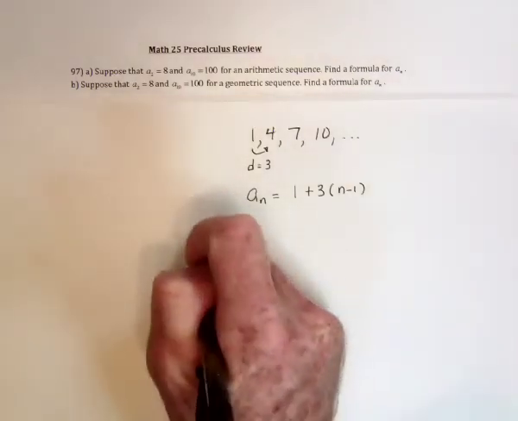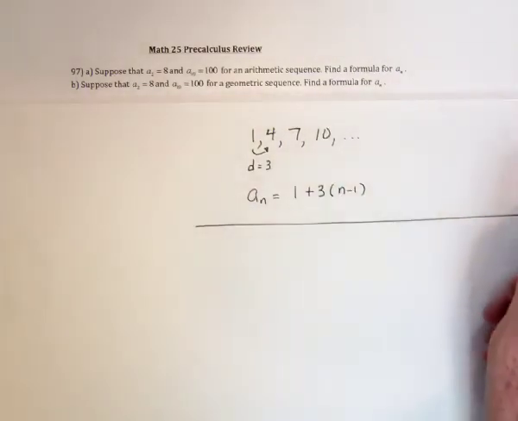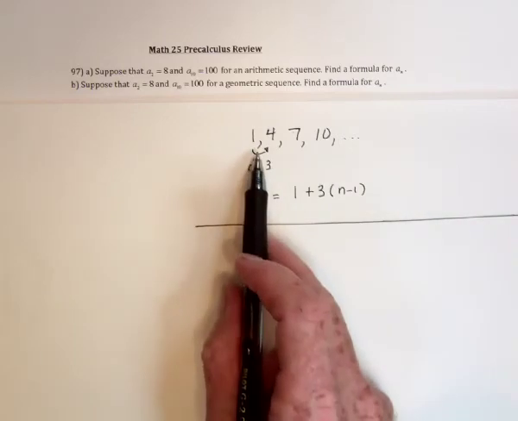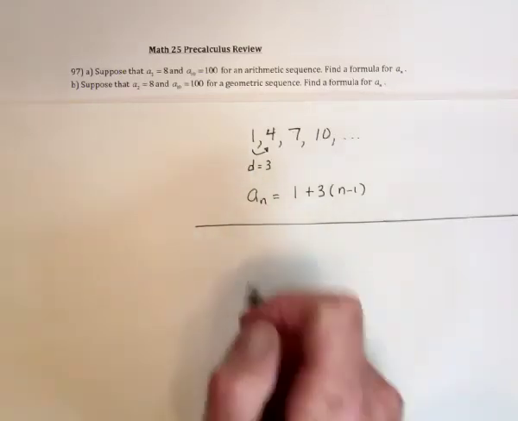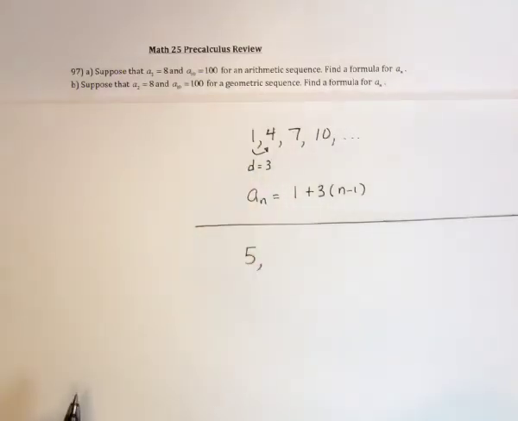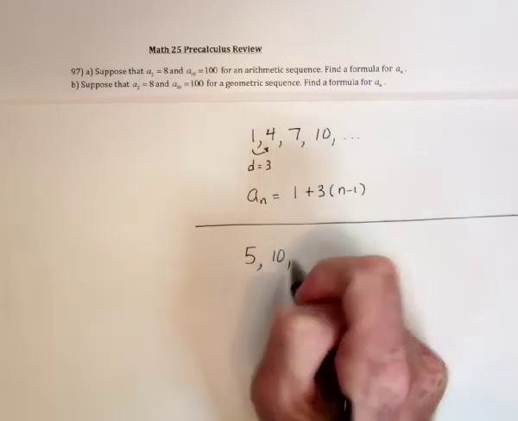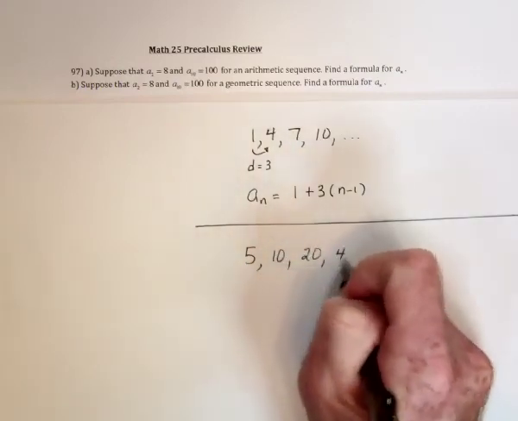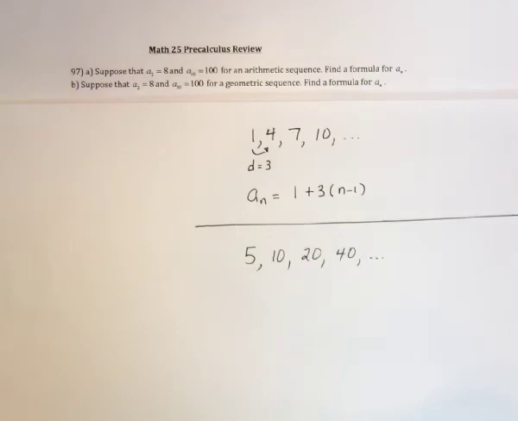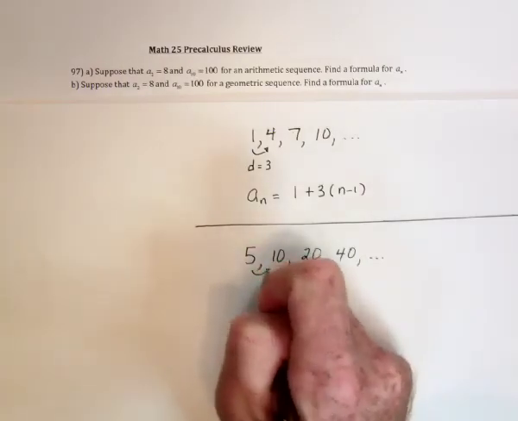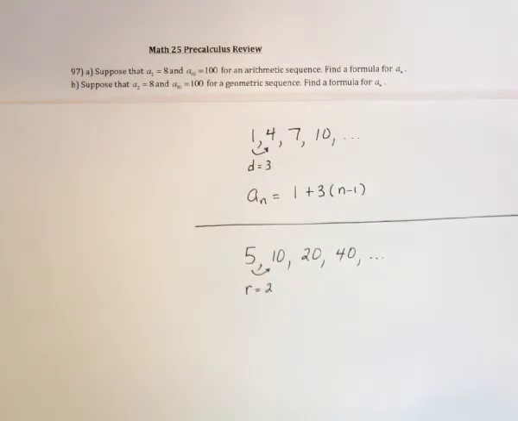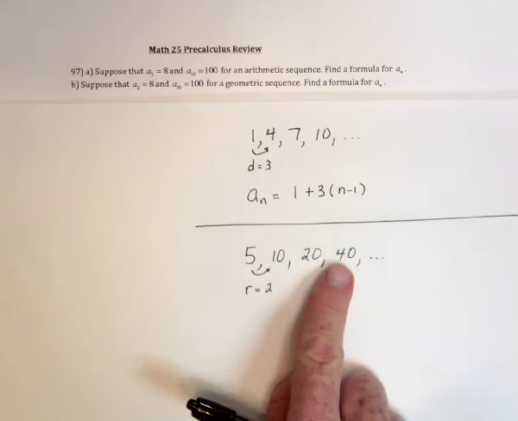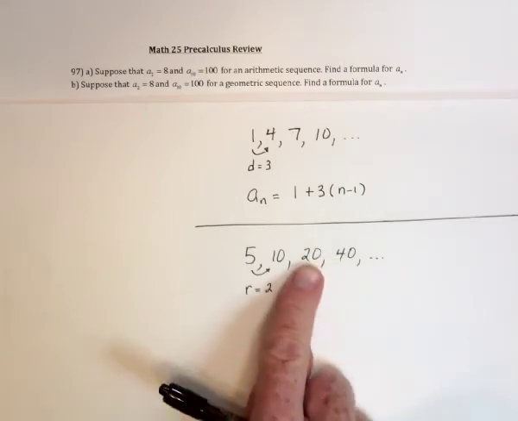Now that's arithmetic. Geometric, on the other hand, says instead of adding the same number, like adding 3 over here, multiply by the same number. So let's say start with a 5. Now multiply by 2. And multiply by 2, and multiply by 2, continue forever. So when you multiply by 2, that's called r. r is equal to 2, and r stands for ratio. If you divide 40 by 20, you get 2. If you divide, which means ratio, 20 by 10, you get 2.